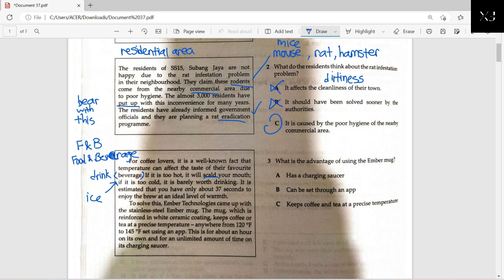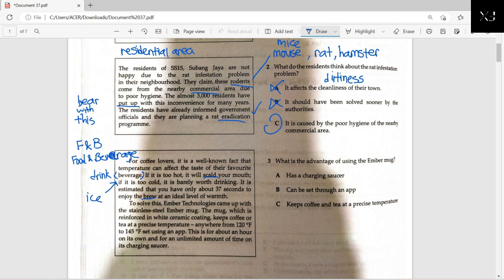It's estimated that you have about 37 seconds to enjoy the brew at an ideal level of warmth. Wow, only 37 seconds to enjoy the brew. Because we don't cook coffee, by the way, we brew coffee. At the ideal level means the best level of warmth. Sometimes too hot, you don't enjoy it. Sometimes too cold, you don't enjoy it either.